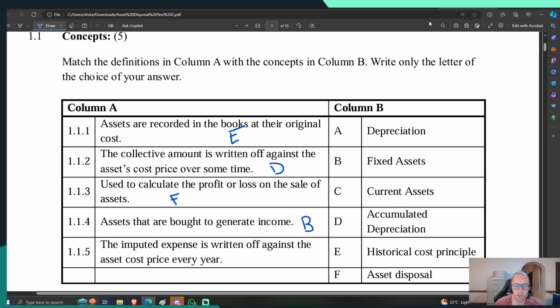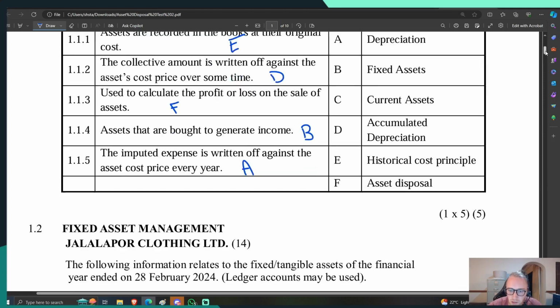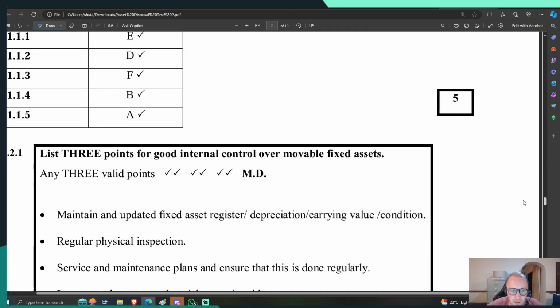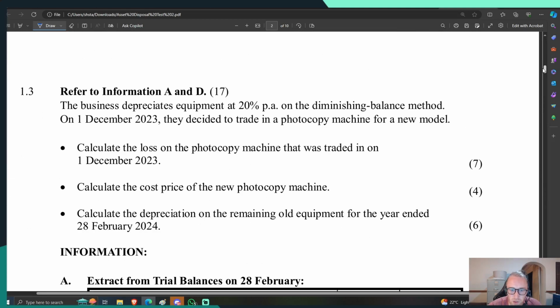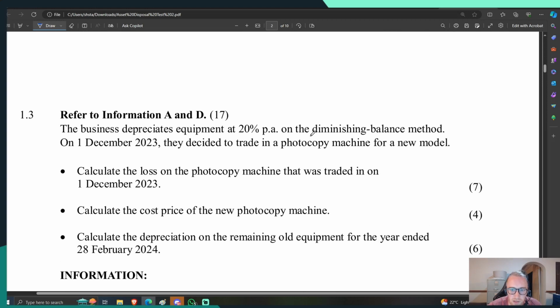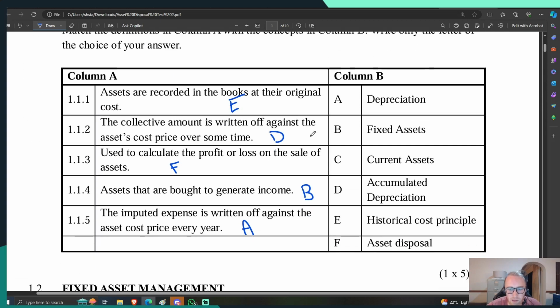The imputed expense is written off against the asset cost price every year. That will be depreciation, A. So if I've done it right, it's EDFBA. Let's check the model answer. EDFBA. Yes, that's right. So if you want to double check that, you can pause the video and internalize that information.